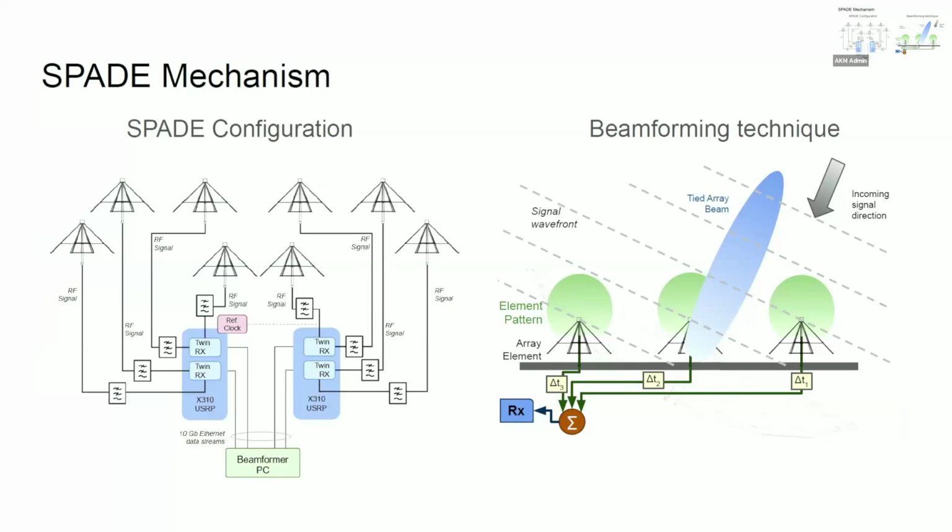And SPADE works on the beamforming technique that will delay the signals to be summed, and it will be delayed relatively to the orientation of the signal that we want to take. And to sum the signal allows us to get a better and stronger signal in computing.